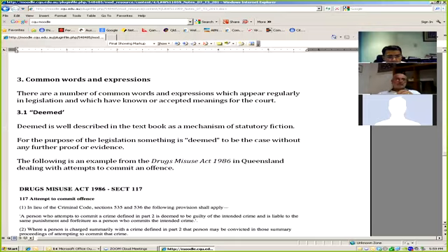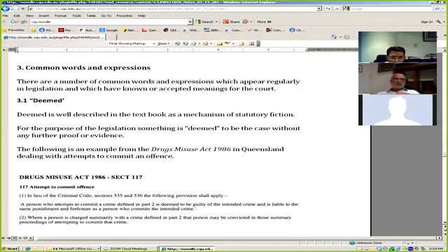Common words and expressions appear regularly, and usually you're going to look for them in the Acts Interpretation Act. They might be defined in the individual act. Then you look at the Acts Interpretation Act, and then you look generally to see whether they're defined elsewhere. Deemed is the first one they give an example of. For the purposes of the legislation, something is deemed to be the case without any further proof or evidence.